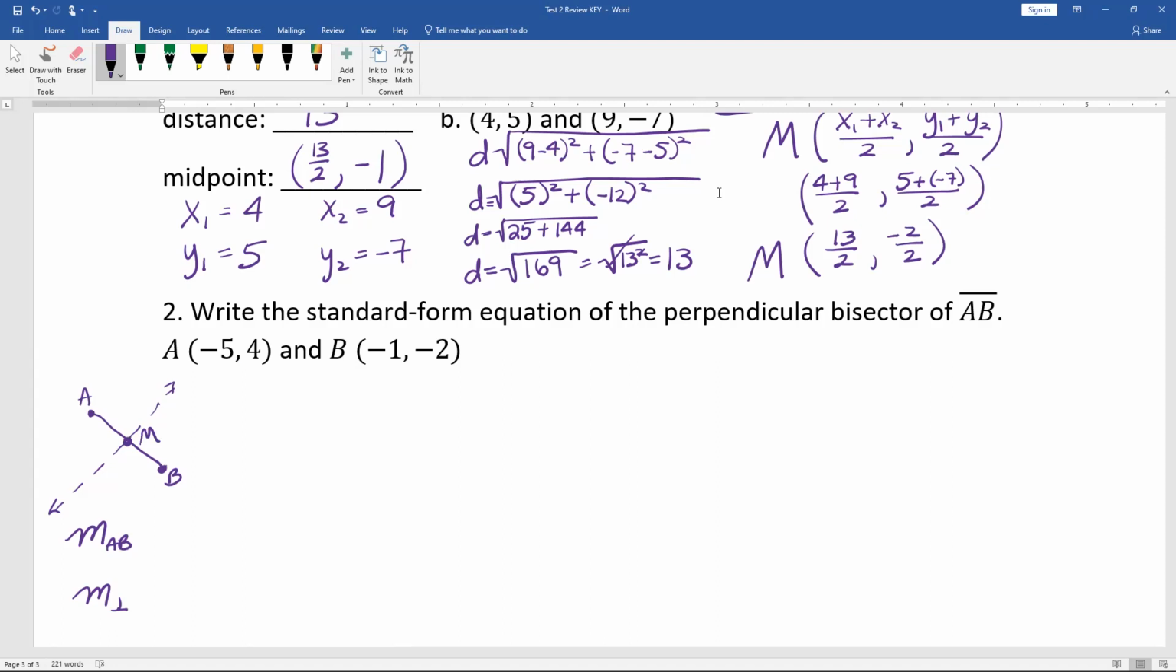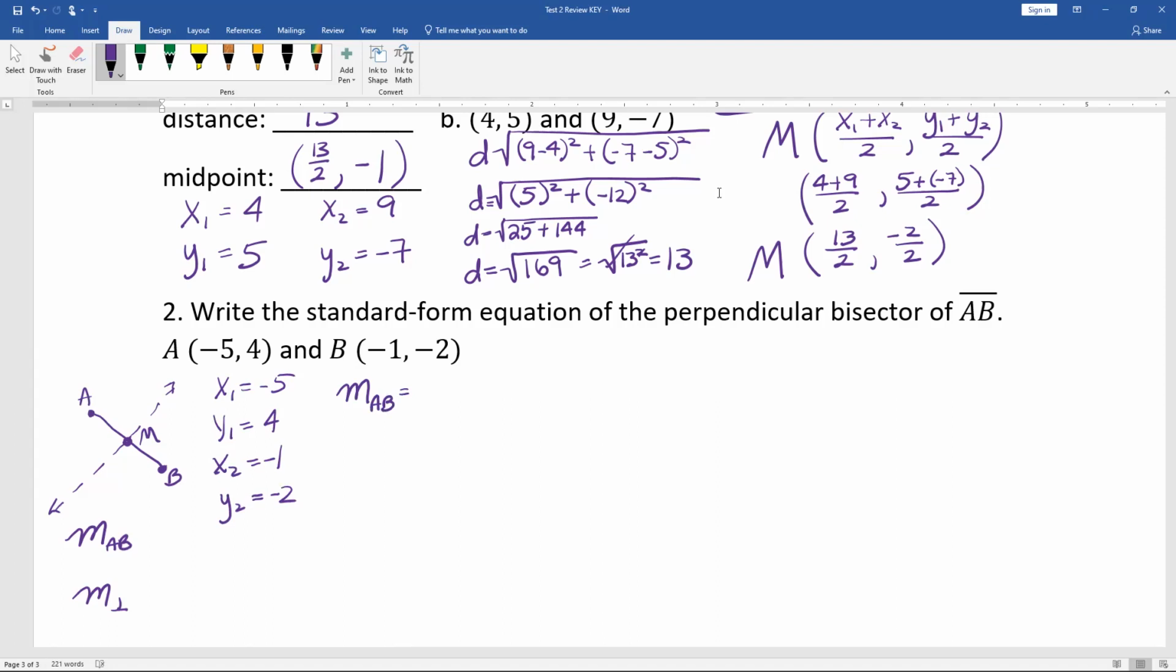Like we did when we reviewed for our last quiz, we need to calculate the slope of our current line and the midpoint of our current line segment AB. Once we do that, we can create an equation for the perpendicular bisector. So let's do slope first. I'm going to do x1 is equal to -5, y1 is equal to 4, x2 is equal to -1, and y2 is equal to -2. I'm going to use this to first calculate the slope of line segment AB.